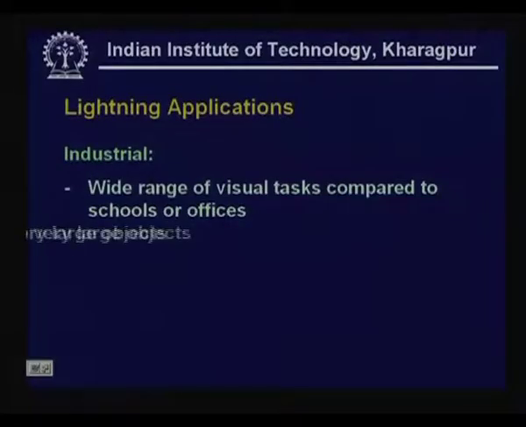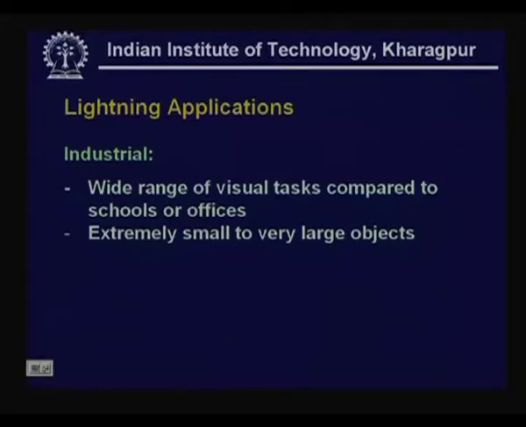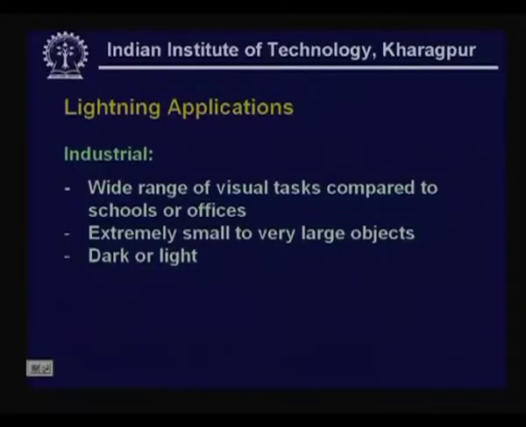In industry, there may be precision production. So there could be extremely small objects in industries dealing with large scale integration, to a very large object where industrial products are being developed, or conventional engineering industry. It could be dark or light components, and there could be surfaces which are regular, irregular, flat or contoured. So all these things make the lighting requirements quite different.